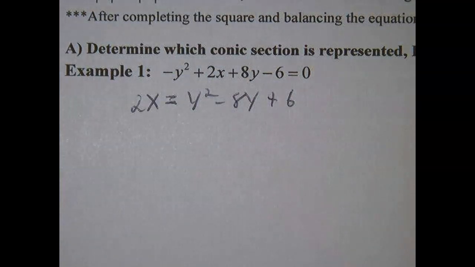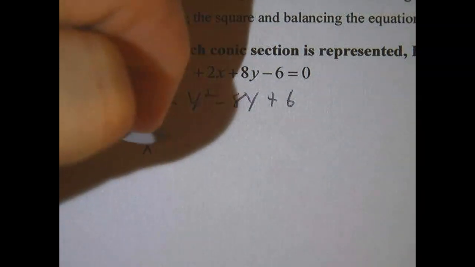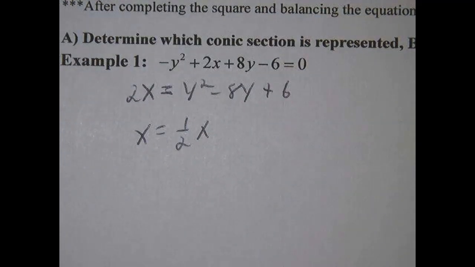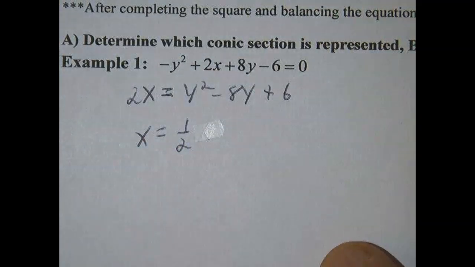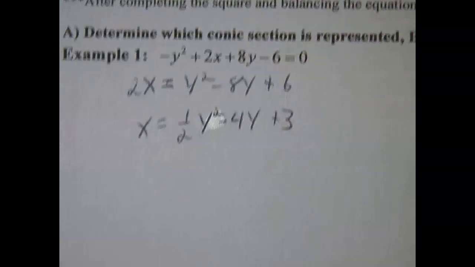Then we're going to divide both sides by 2, so we get x equals 1/2 y squared minus 4y plus 3, right? When we divide both sides by 2 or multiply by 1/2. So this is 1/2 y squared minus 4y plus 3. Okay, we're on our way.